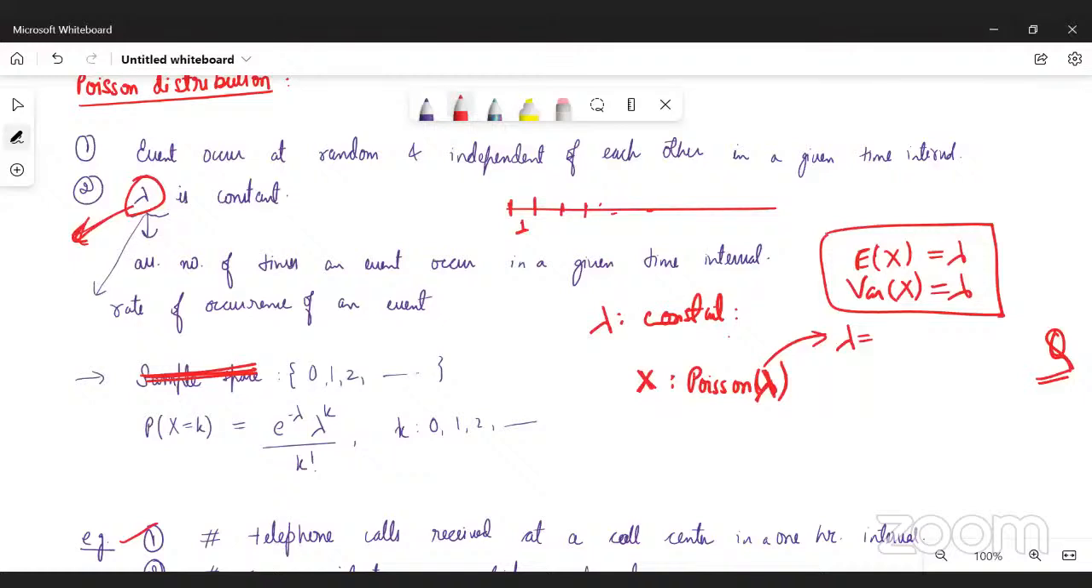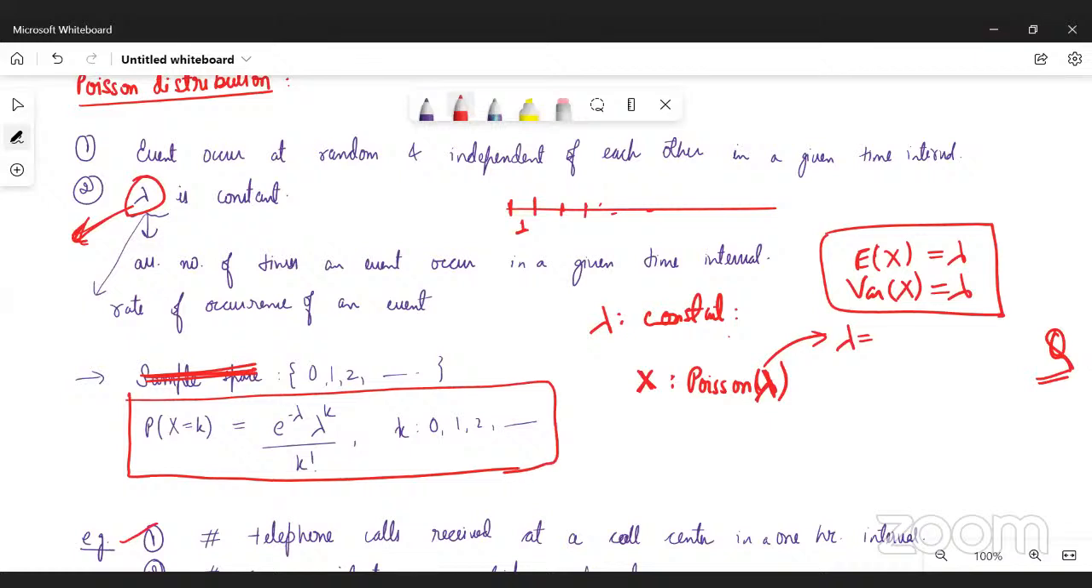Thank you, ma'am. So the distribution function in the case of the Poisson distribution is given by e to the power minus lambda, lambda to the power k by k factorial, where k varies from 0, 1, 2 up to infinity. And if the problem statement has n and p, then np is lambda. Yes. Okay. Thank you.